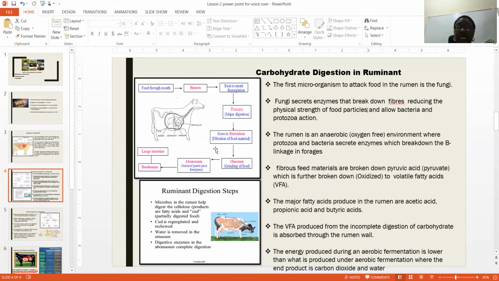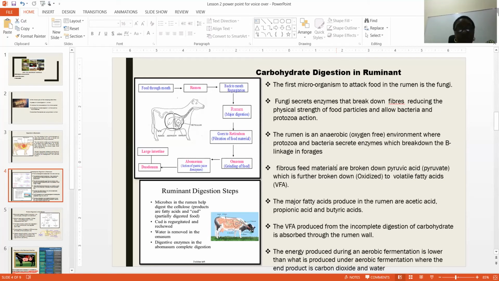Fibrous food materials are broken down into pyruvic acid, also referred to as pyruvate, which is further oxidized to volatile fatty acids. Volatile fatty acids, also referred to as the VFAs, are actually the end product of microbial digestion in the rumen. The major fatty acids produced in the rumen are acetic acid, propionic acid, and butyric acid. These are the major energy sources for ruminant animals.